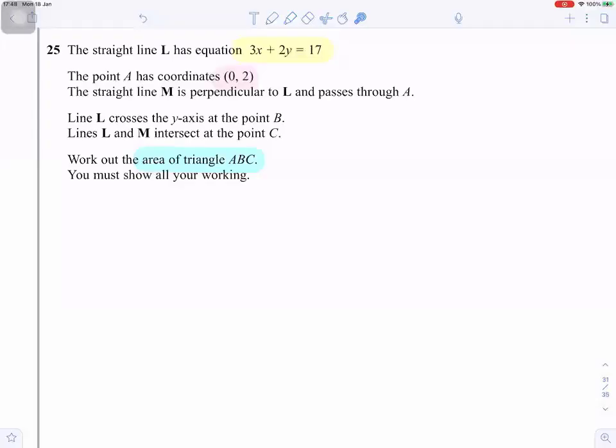Question 25. The straight line L has equation 3x plus 2y equals 17. The point A has coordinates (0, 2). The straight line M is perpendicular to L and passes through A. Line L crosses the y-axis at the point B. Lines L and M intersect at the point C. Work out the area of triangle ABC. You must show all your working.